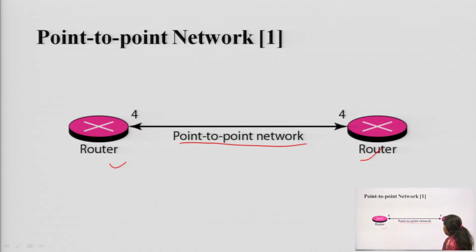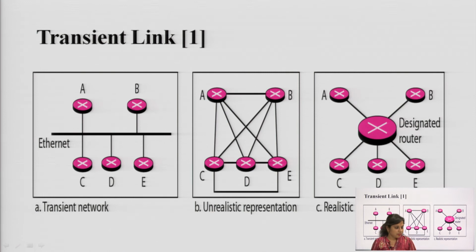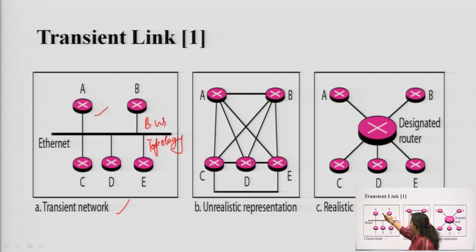So, there is no intermediate host, two routers are connected directly. Now, next one is the transient link. In case of this one, this is a transient network, and this is a kind of bus topology which has been established over here. So, there are different nodes which are connected, like this is router A, this is router B, this is router C, D and E.